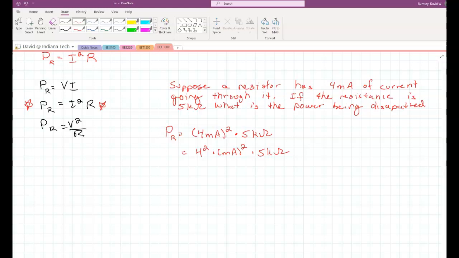Now I'm going to write the units here, and I'm going to drop the amps and the ohms, because I know the units work out to be watts. But I'm going to keep the milli and the kilo, written in scientific notation. So this would be 16, milli is 10 to the minus 3. And instead of saying square, I'm just going to write another 10 to the minus 3, because 10 to the minus 3 times 10 to the minus 3 is 10 to the minus 3 squared. Times 5 times 10 to the third power.